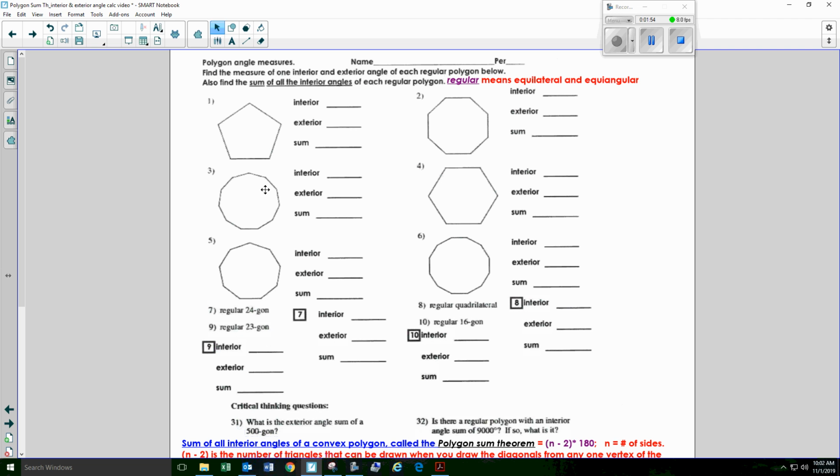So as you can see here, all these polygons are equilateral and equiangular. Okay. Now, the other thing I pointed out in class is the definition of polygon. A polygon can only be made up of segments, not curves. So therefore, a circle is not a polygon, nor is a semicircle, or anything with curves on it. It can only be made up of segments, and the segments must intersect at their endpoints.